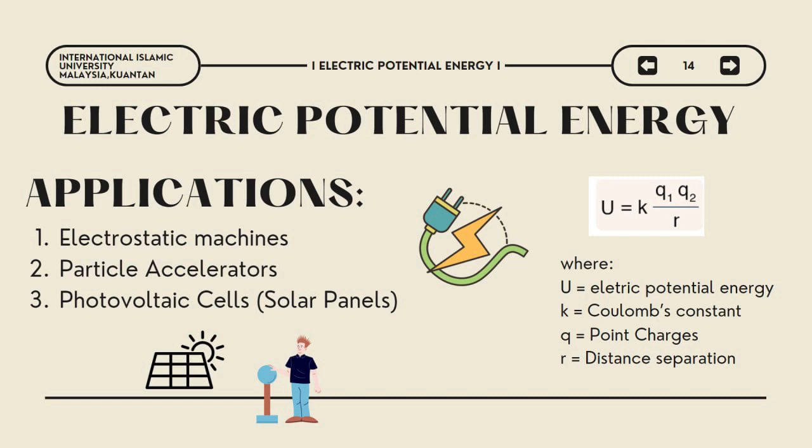Secondly, electric potential energy is also applied in particle accelerators, such as cyclotrons and linear accelerators, that use the electric field to accelerate charged particles. The potential energy is converted into kinetic energy, allowing the particles to reach high speeds. And lastly, electric potential energy is applied in solar panels, or photovoltaic cells. Solar panels convert sunlight into electricity by utilizing the potential energy of separated charge. Sunlight excites electrons, creating a potential difference that generates electrical current.